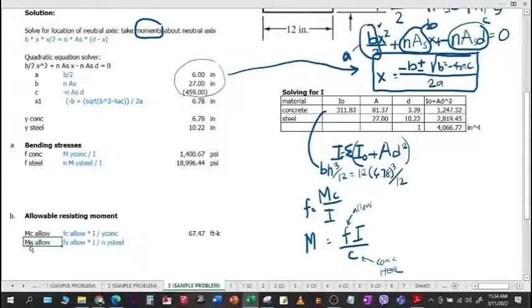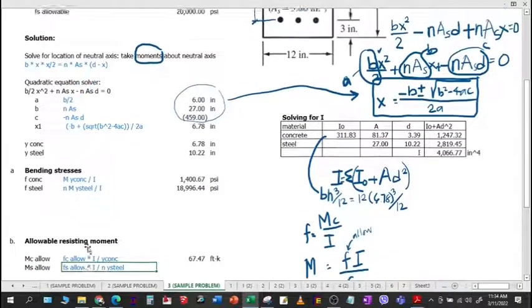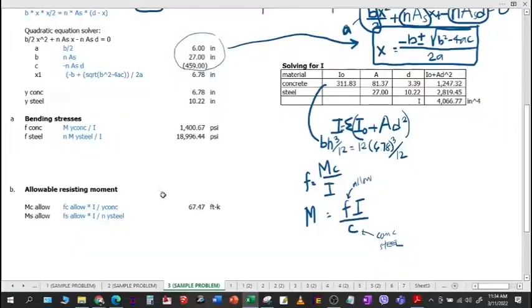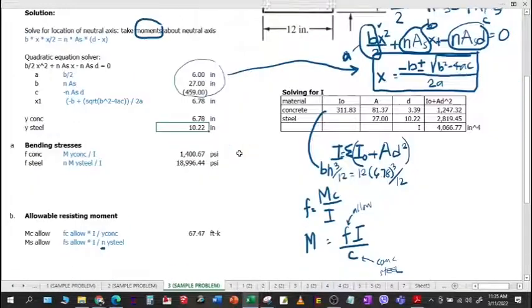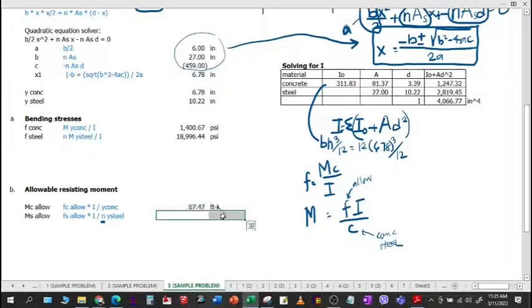Next is for the steel. F in steel allowable, which is 20,000, times I, which is 40,000, divided by, don't forget the N here. Now always remember to include the modular ratio, and then Y in steel, which is 10.22 right here. And you will generate this value if you divide it by 12,000. Okay, to convert it to foot kip.